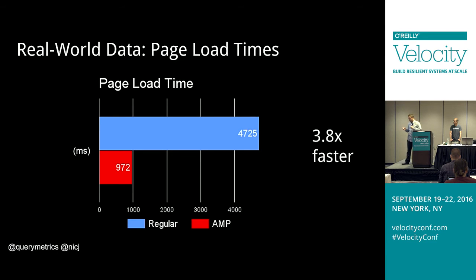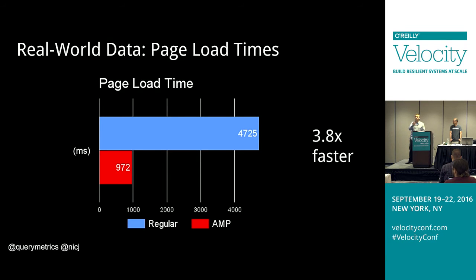So let's get to the interesting stuff. Page load times. How long does it take to load each? We see the AMP site's about 3.8 times faster than the regular site. So from 4.8 seconds for the regular site down to less than a second, median times. AMP's a lot faster. So much less content. You can download so much faster, right? Pretty much expected. And that's for all visitors to the site.